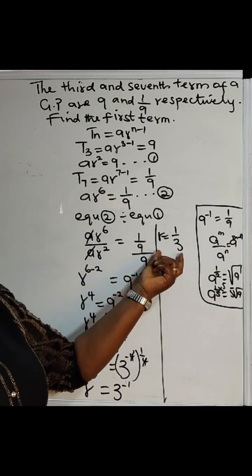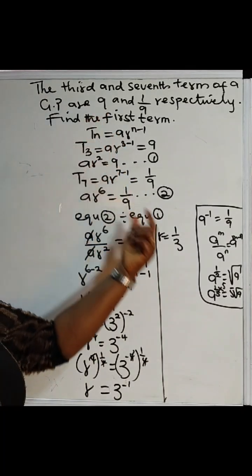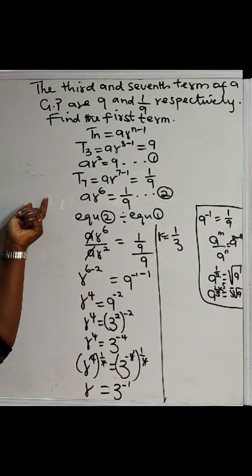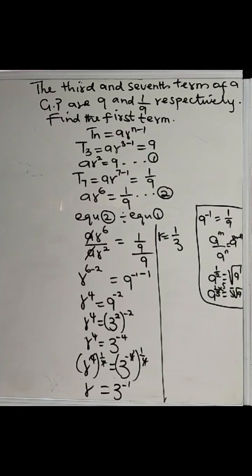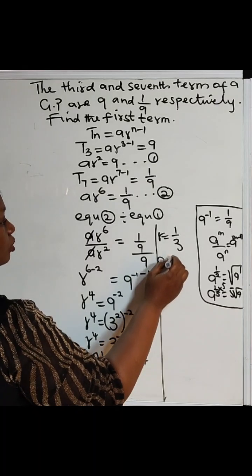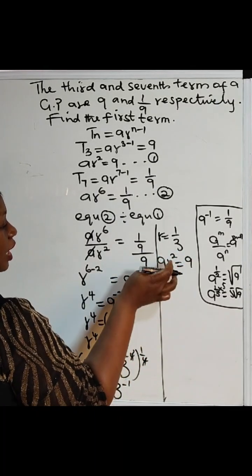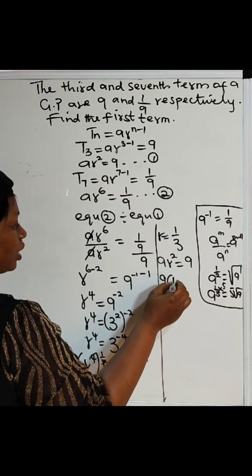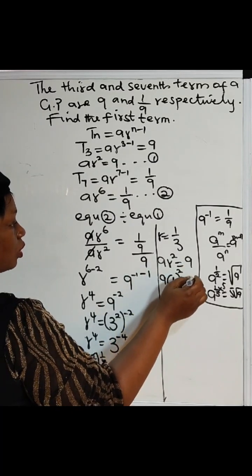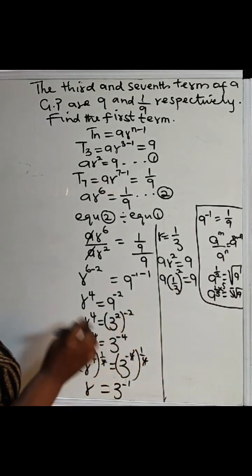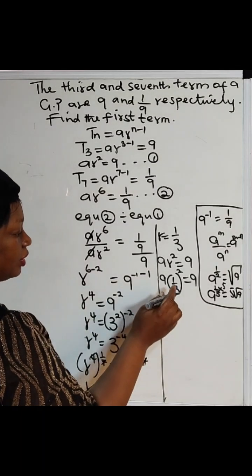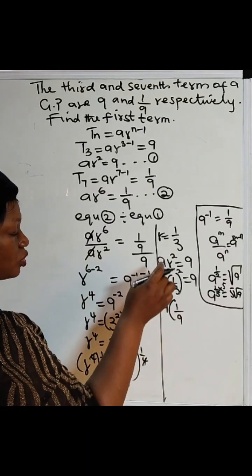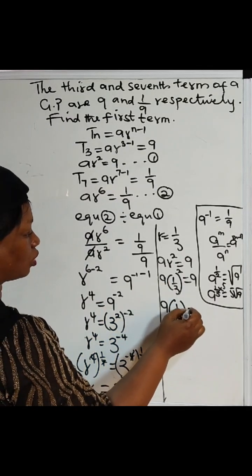Now, having gotten this, remember we're asked to find the first term. We are going to substitute the value of r in either of the equations. Let me take equation 1. Our equation 1 says that ar^2 is equal to 9. Our r now is 1 over 3. We have a times (1 over 3) squared is equal to 9. Now, this is the same thing as a times 1 over 9. Remember, 1 over 3 squared will give us 1 over 3 times 1 over 3. So this is equal to 9.